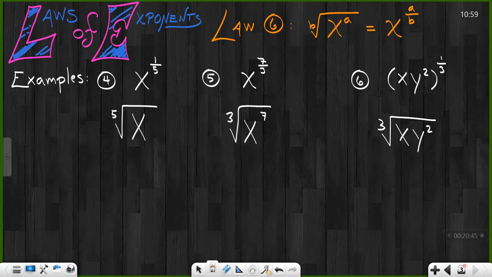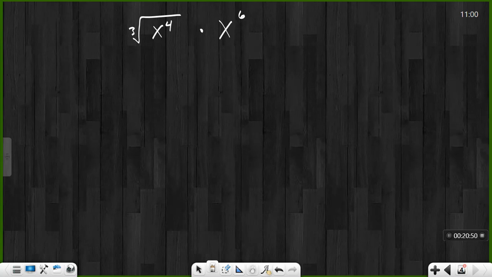Now, why would you want to do that? Let's take a look at a few examples for that. What if I asked you to simplify this one here? Well, it looks a lot like Law 1. However, I've got a root value involved, and so that makes things a little bit trickier.